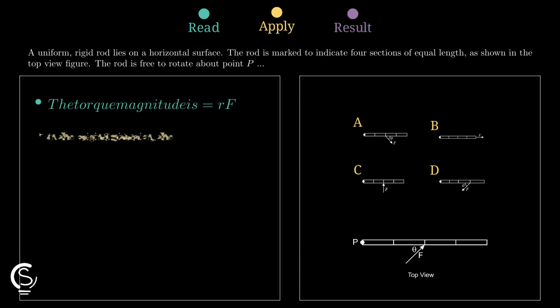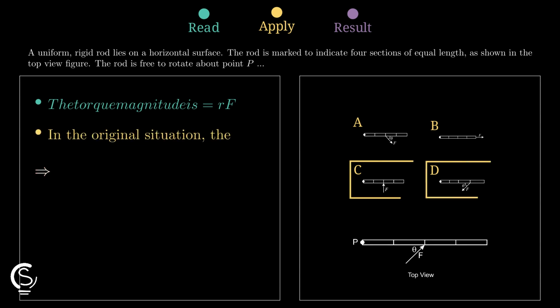Diagrams C and D increase these factors significantly. This makes the resulting torque larger than the original value we started with today.